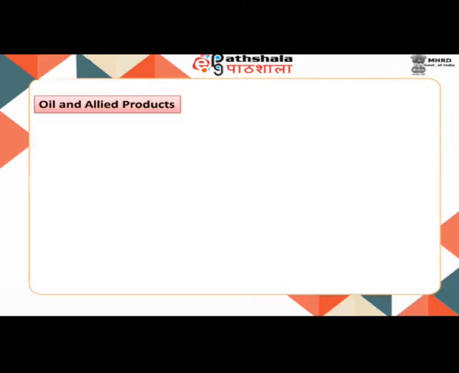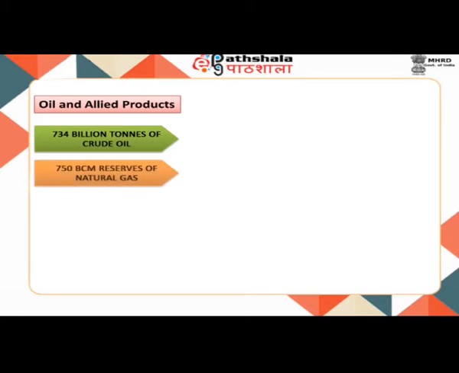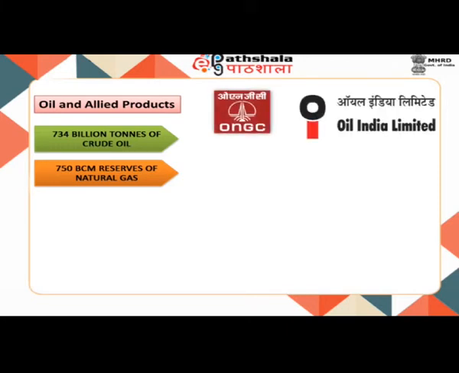Oil and allied products. As of 2001, India had 734 billion tons of crude oil reserves and 750 BCM reserves of natural gas. ONGC and Oil India Limited (OIL) were the major government agencies involved in the exploration and offshore production of these resources.